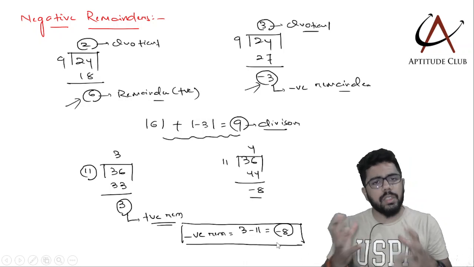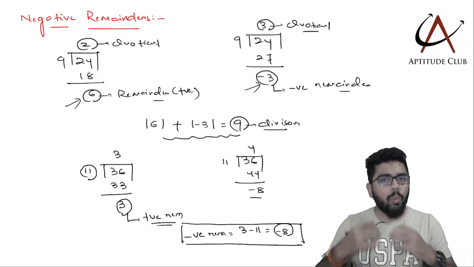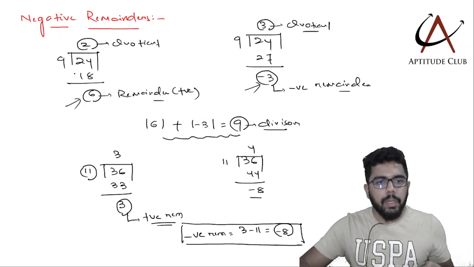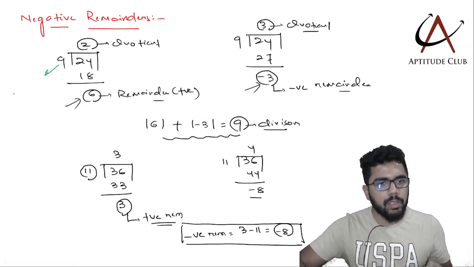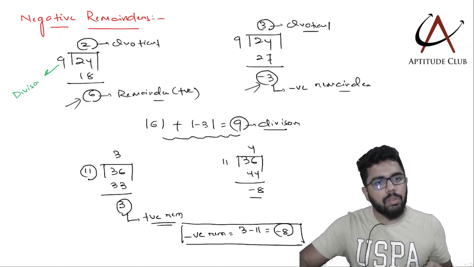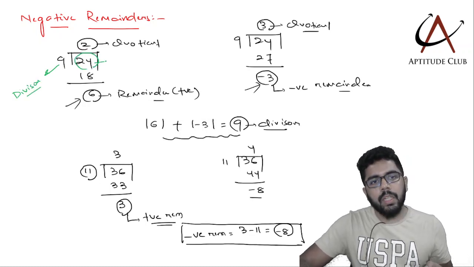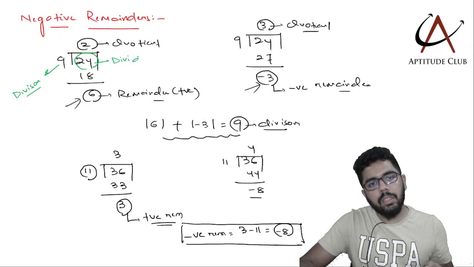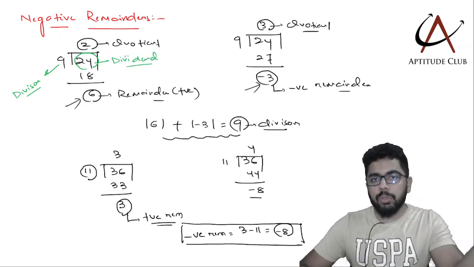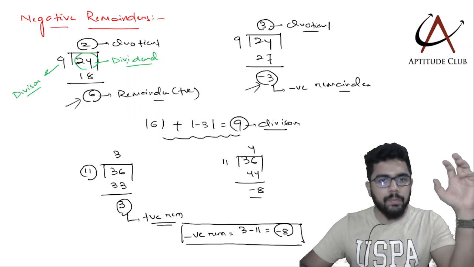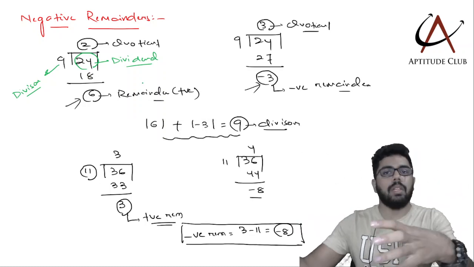Okay, this is the concept of negative remainders. I explained what is divisor, what is quotient. In the division, the divisor is the one which divides. The dividend is the one which gets divided. Quotient is the number of times you can subtract the divisor from the dividend, and remainder is what is left after the division.